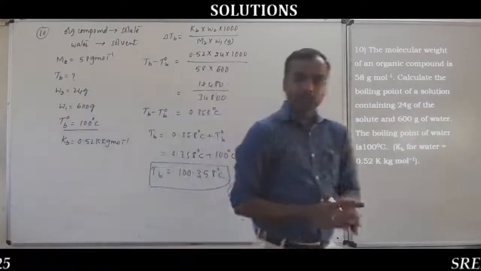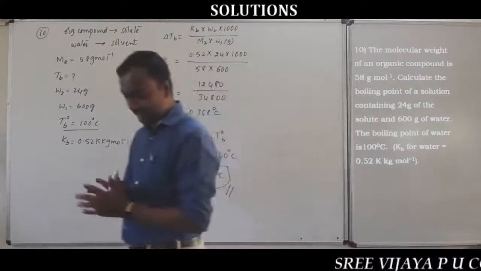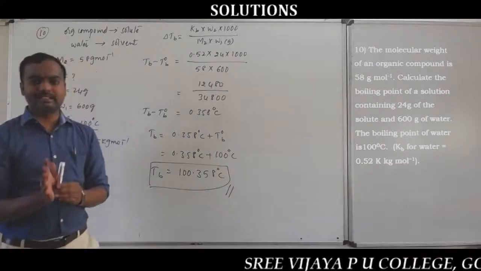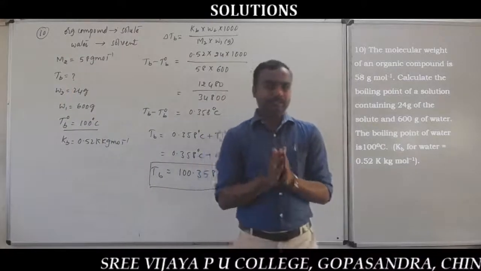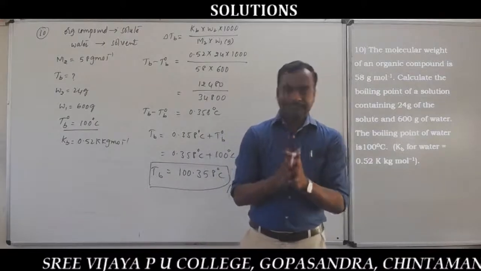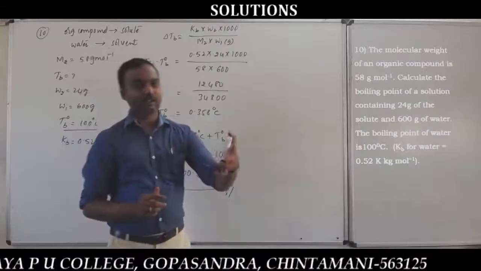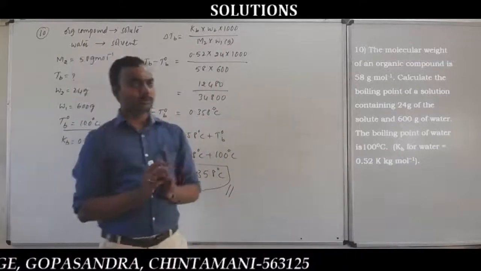So that's about the problems on elevation of boiling point and depression of freezing point. Some more problems are there, that is problems on Henry's law. Henry's law problems are theoretical. For NEET, CET and other competitive exams, there are five problems in solution chapter two, competitive exam questions on Henry's law. So that's about the problems on the solution chapter.